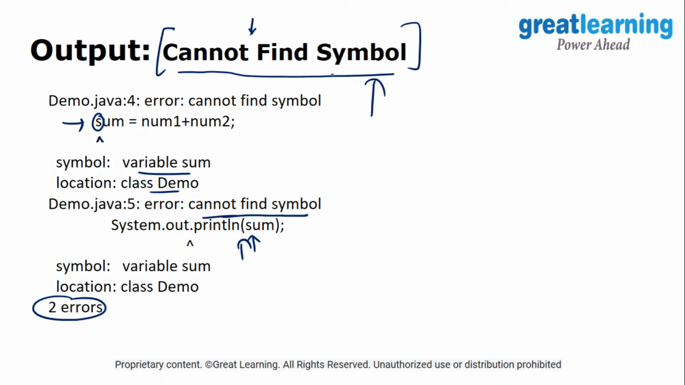Cool. So is this clear, guys? Quickly just write it in the chat if this thing is clear. Why are there two errors? Because you are using this sum at two places. Quickly just confirm in the chat if this is clear. Just write a yes or a no if you want me to repeat this error.